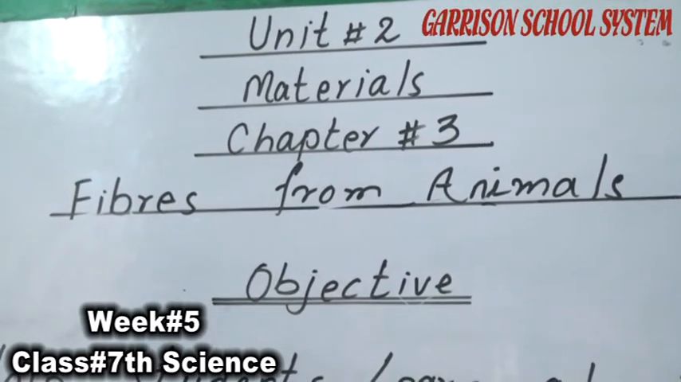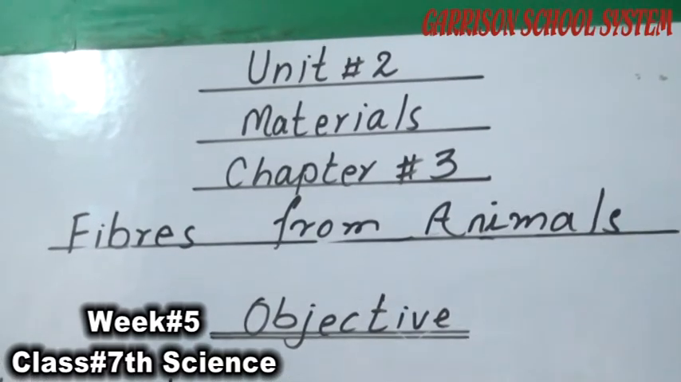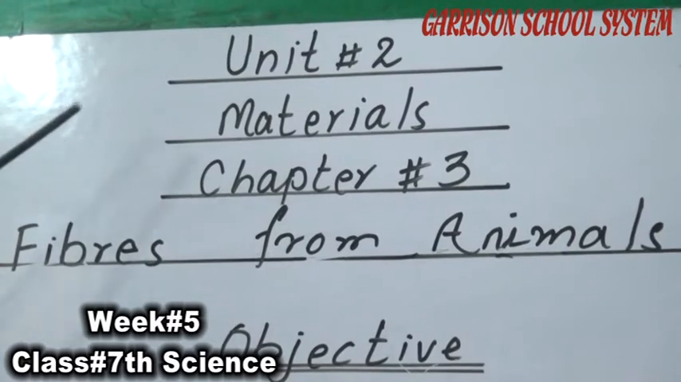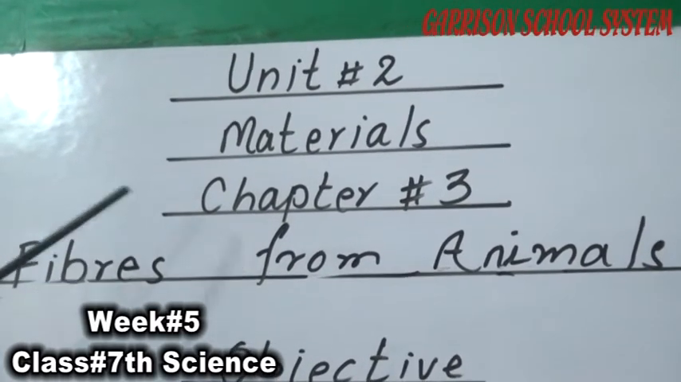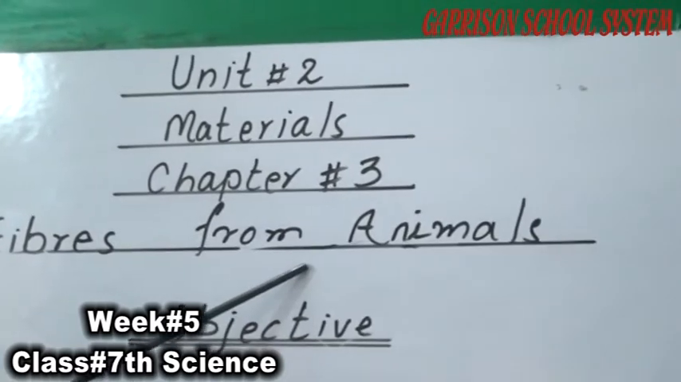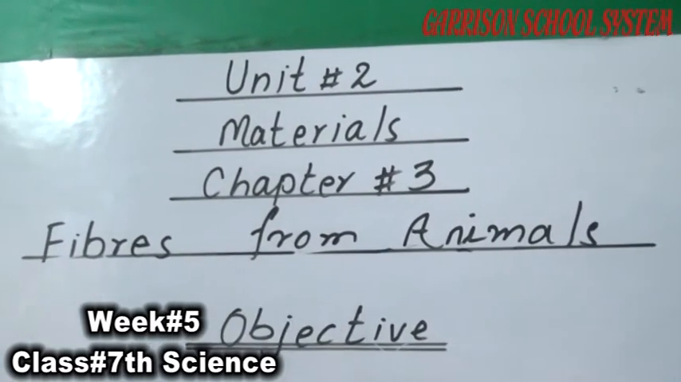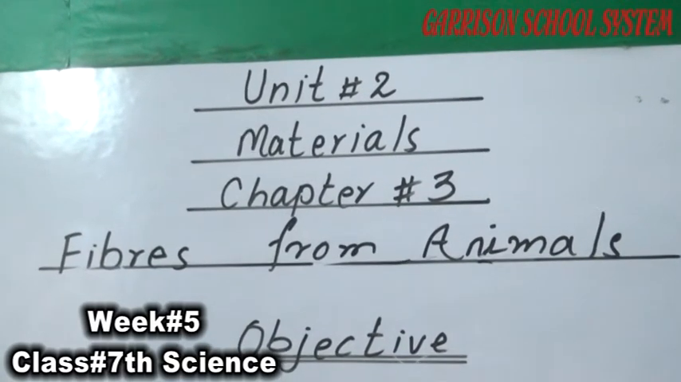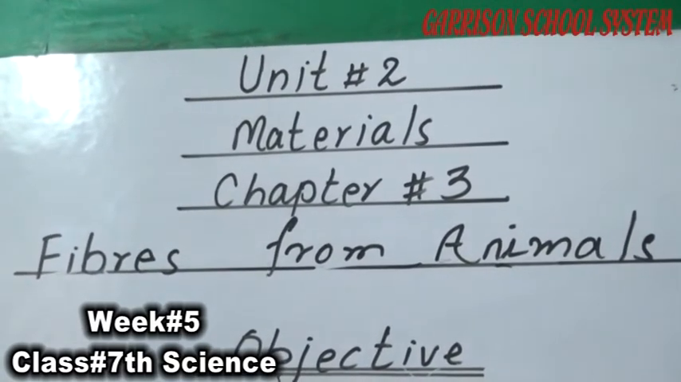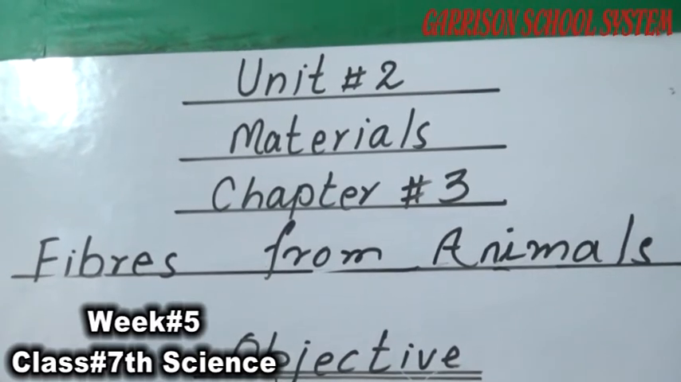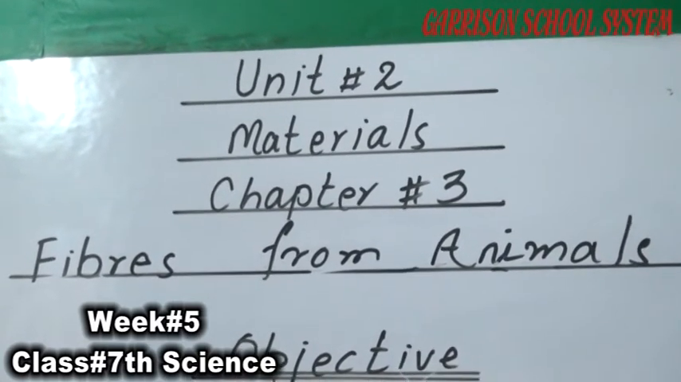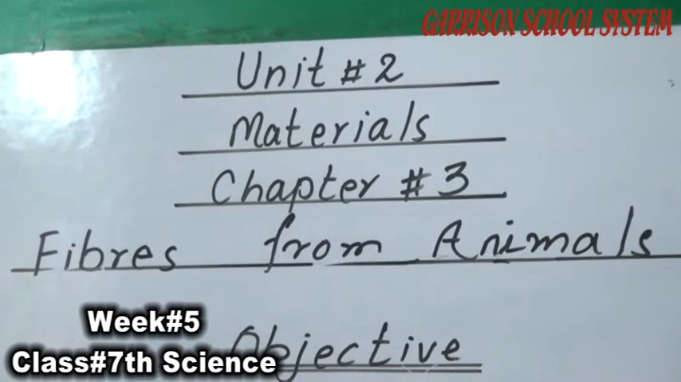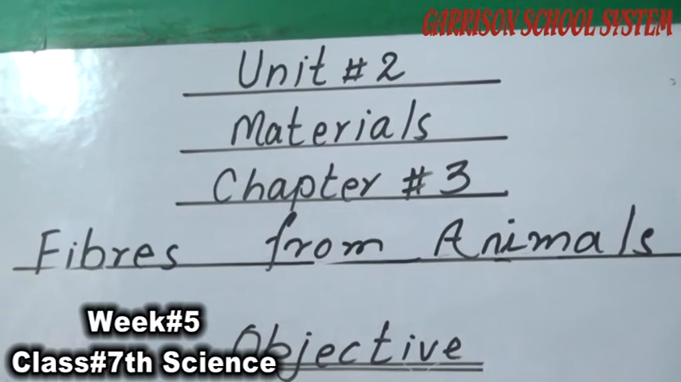In this unit, we will discuss chapter number 3, which is fibers from animals. Students, we use different types of fibers, different types of cloths, according to the climatic condition. For example, in summer we wear cotton cloths that are good absorbers of sweat and help us feel comfortable.